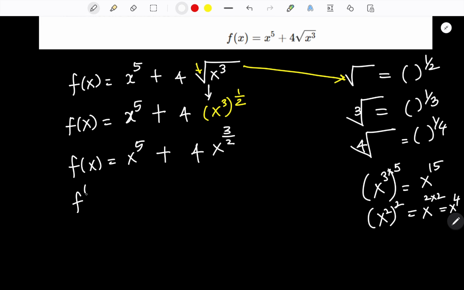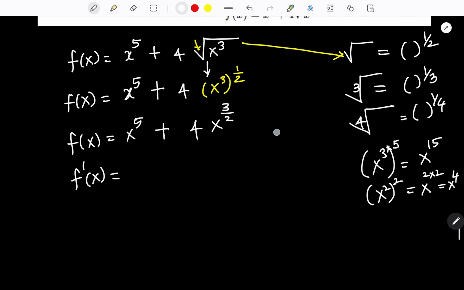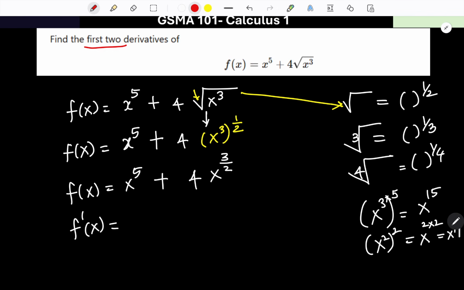So let's go for the first derivative, f dash of x. How many derivatives are they asking? 2 derivatives.